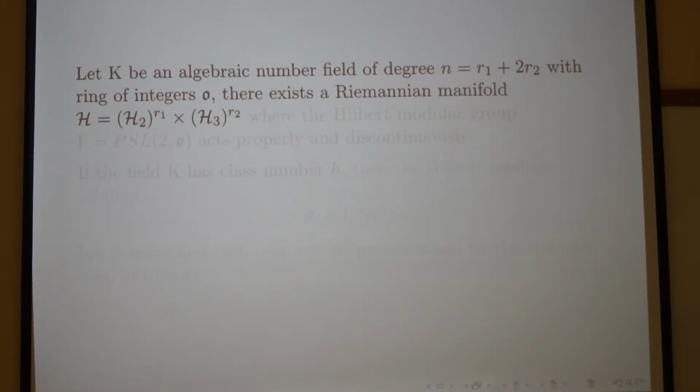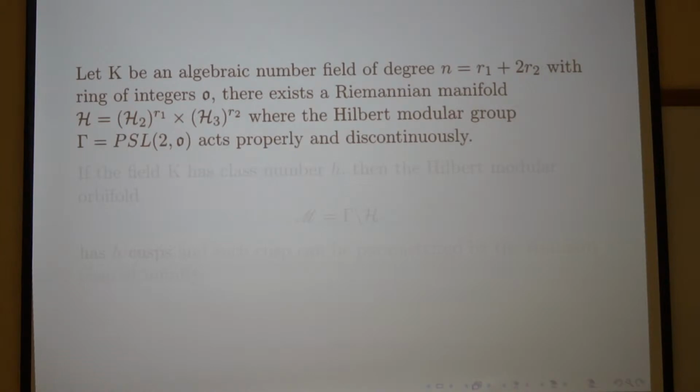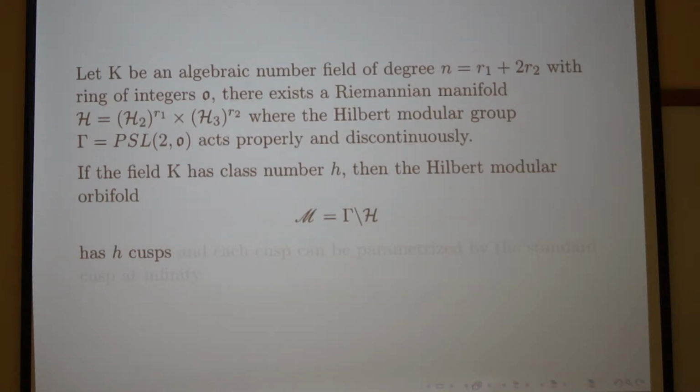We also have a Riemannian manifold or symmetric space formed by the product of R1 hyperbolic planes and R2 hyperbolic 3-spaces, and the Hilbert modular group acts properly and discontinuously on this symmetric space by a formula related with the Möbius transformation. If the number field K has class number H, then the Hilbert modular orbifold has H cusps, and each cusp can be parameterized by the standard cusp at infinity.